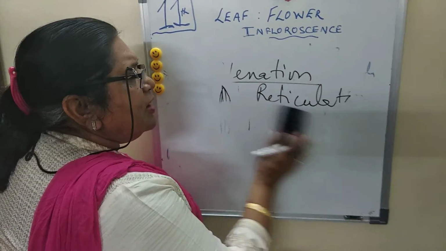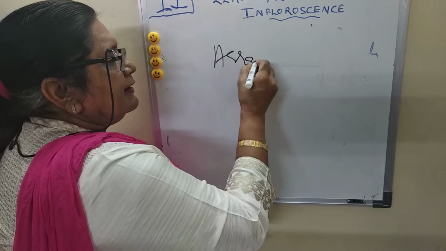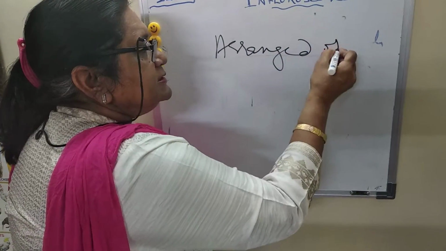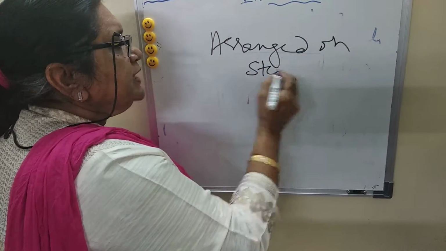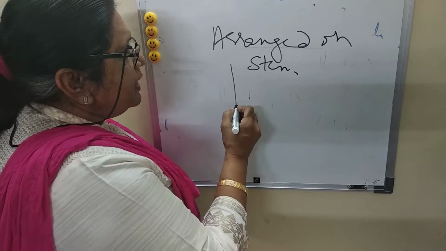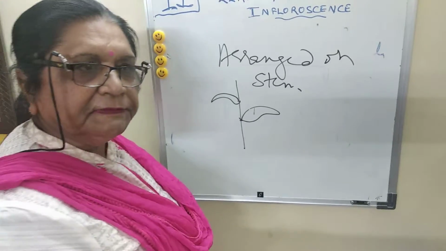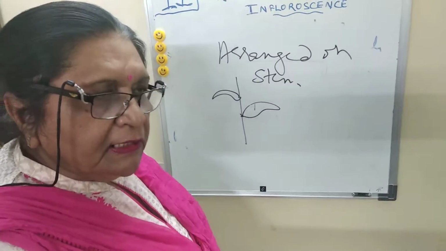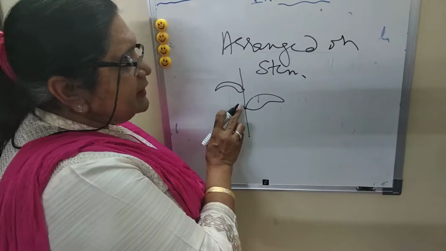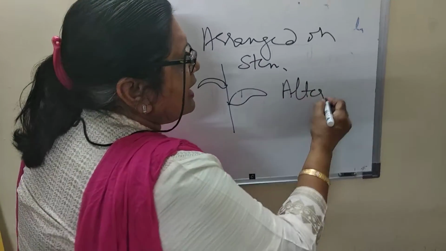Then comes how these leaves are arranged on the stem. This is the node part. One leaf is here, second leaf is there. That means they are alternate to each other. Such an arrangement is called alternate.